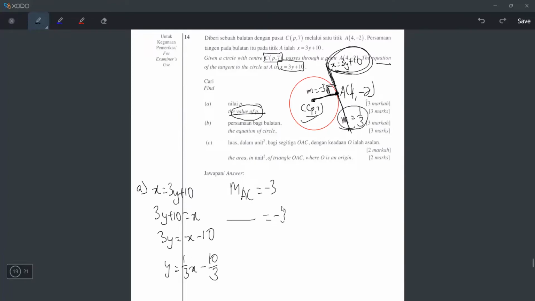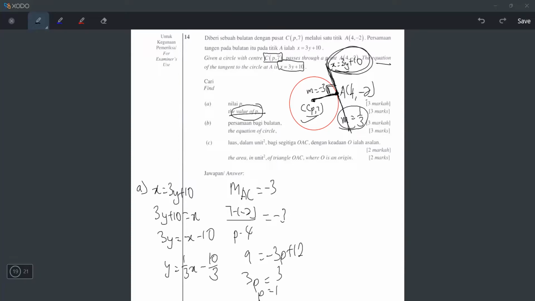And what is the formula? y minus y over x minus x. So 7 minus -2 over p minus 4 equals -3. All right. 7 plus 2 is 9. And then -3p plus 12. And then 3p equals 3, so p equals 1. Right. That's the answer.